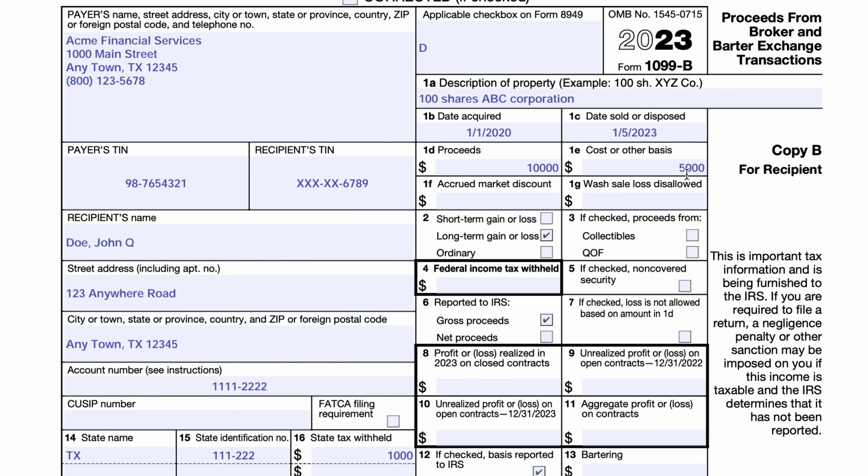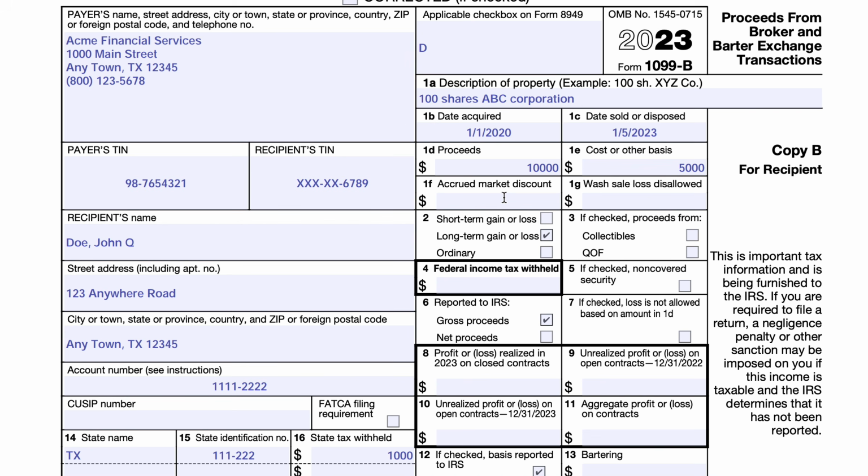In box 1E, it shows that he paid $5,000 on January 1st, 2020 to acquire this stock. If this were a debt instrument that he bought on an exchange, such as a brokered CD, and it was discounted, then you would see accrued market discount annotated here.